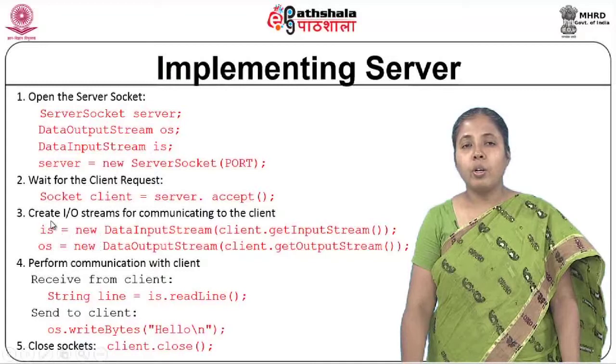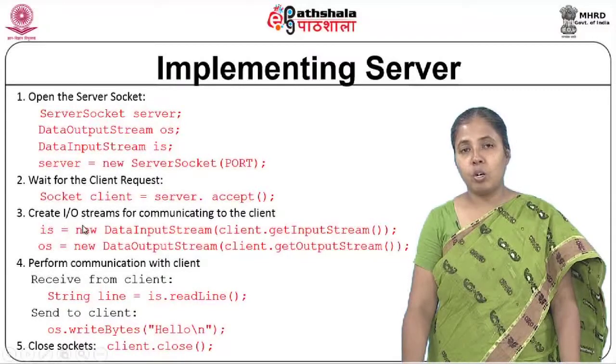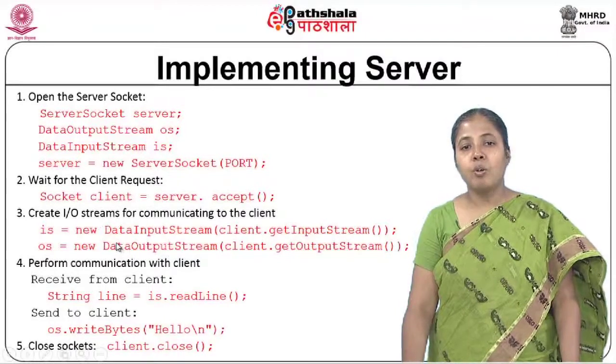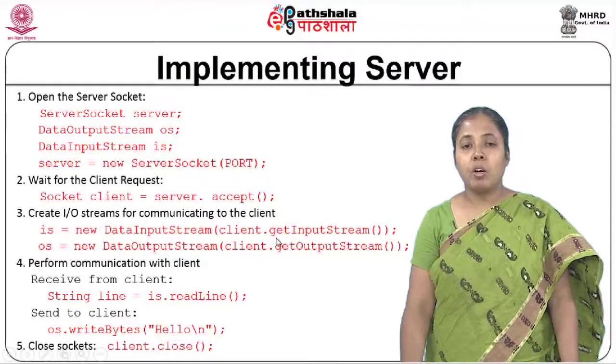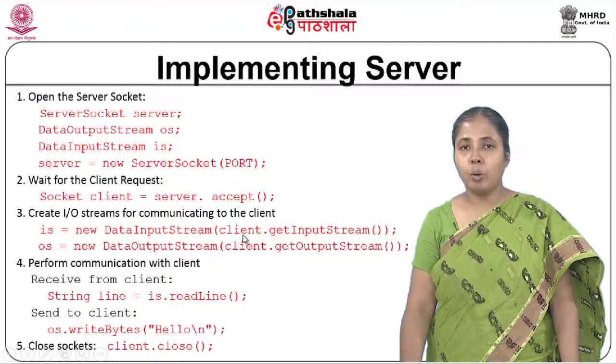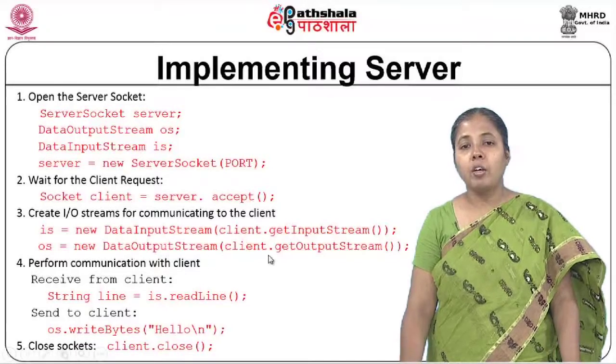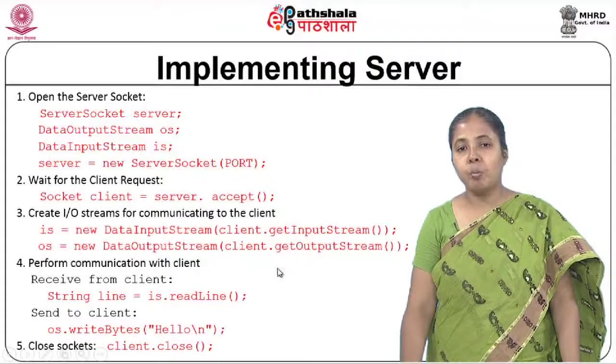Now, through IO streams we need to send data and receive data. So, we have to create IO streams for communicating with the client. In order to create the IO streams, we have seen that it is the socket object dot, and the method name is getInputStream. Using this getInputStream with the socket object, we get the input stream of the invoking socket object, and we use the method called getOutputStream on the socket object. Client is a socket object.